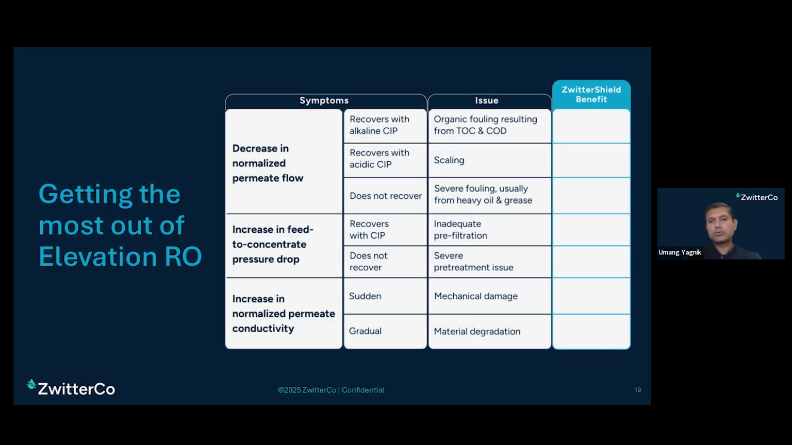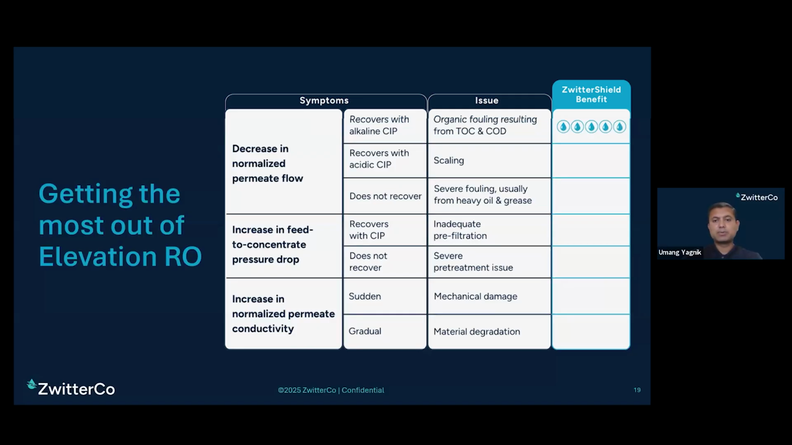Now that we have gone through types of industries, feed waters, and foulants that find the best use of elevation RO, let us understand how we can get the best out of elevation RO. Most of us have seen this symptoms versus issue chart if you have dealt with RO troubleshooting. In all the cases that are showing water droplets in this slide, which I'm going to click through, there's a good chance you'll see a benefit from ZwitterShield technology. Fewer drops mean there are some challenges still left to be addressed to unlock the full value of elevation RO.